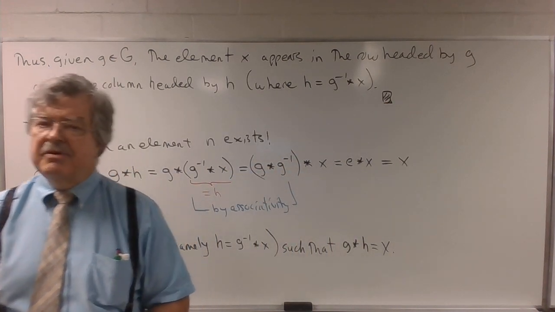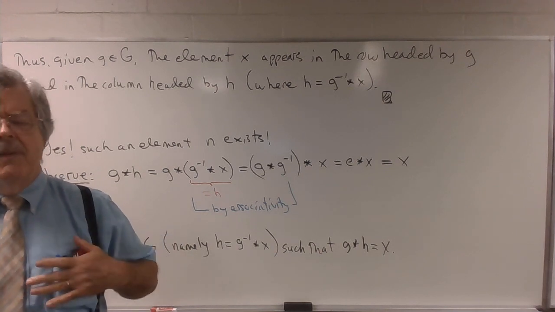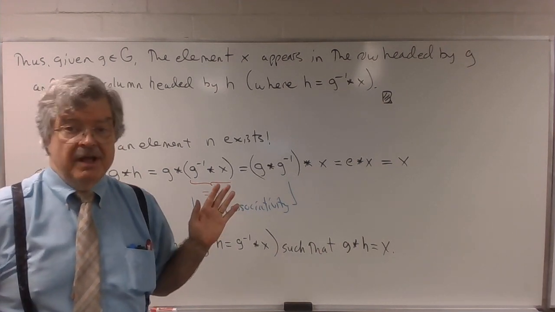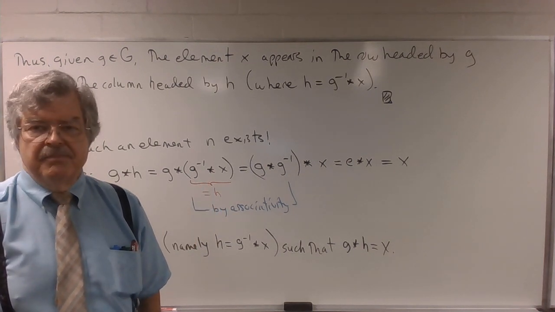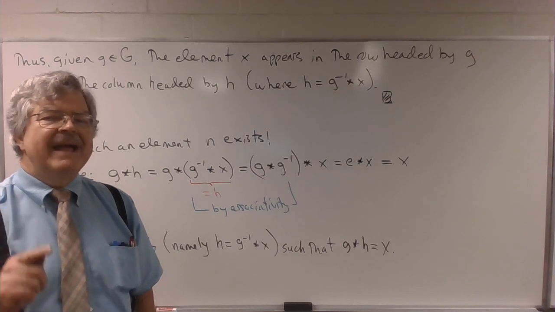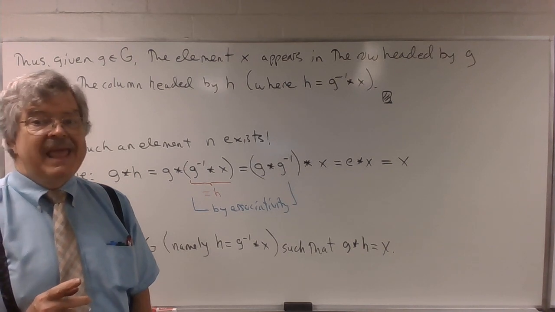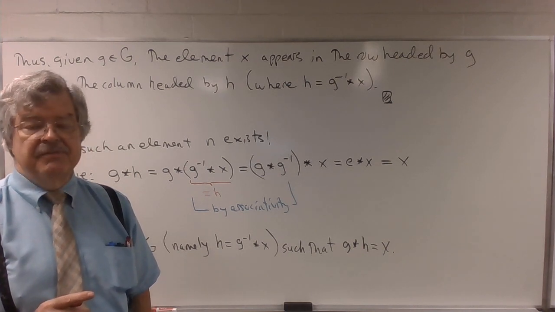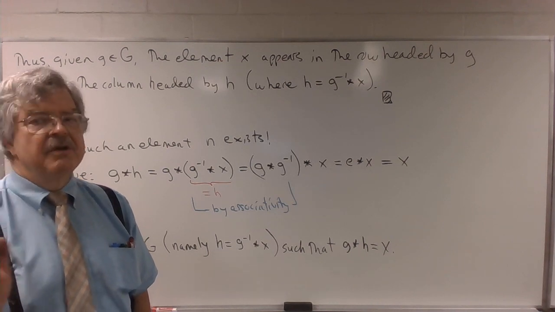So that's our proof, probably in more detail than we needed to show. But what it tells us is that in every group table, every element of the group appears exactly once in every row and in every column of the group. No more than once, no less than once.